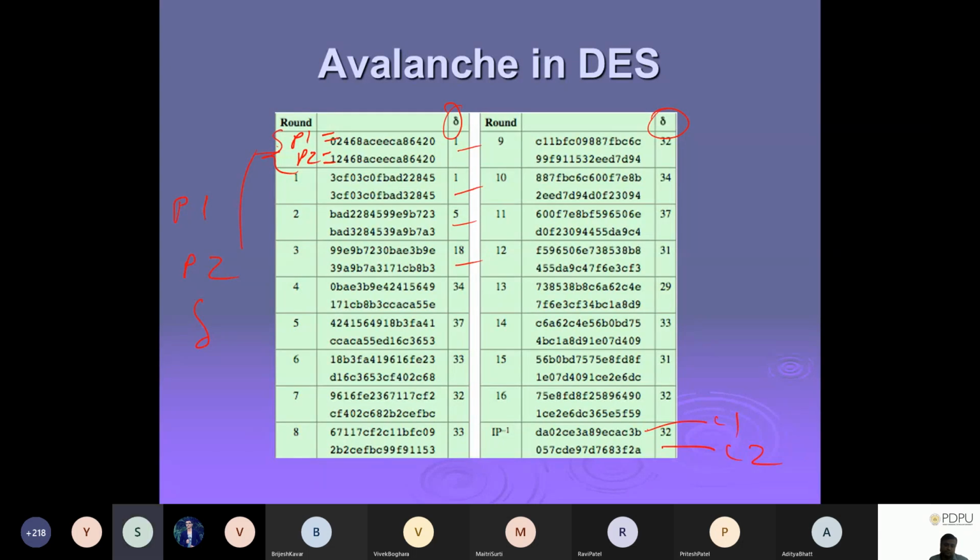Sir, there is only one bit that is different in both P1 and P2. Okay. Will it be the same in here? Is this the 1 bit difference also here? Check it out. Yes, sir. Good. You can see here. Okay, so good. So now the delta is the number of bits that are different, right?